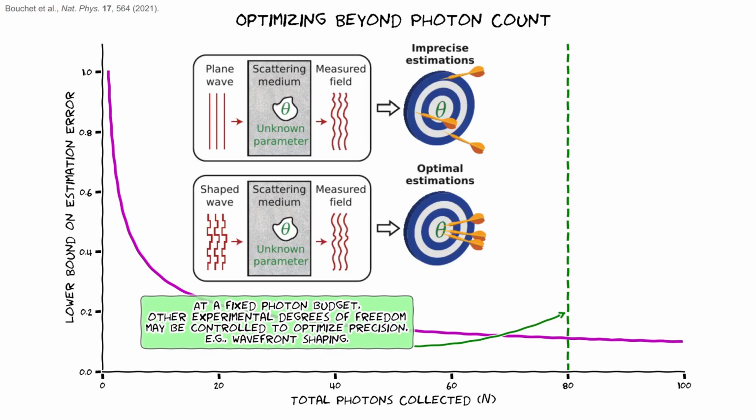The standard experiment uses a simple plane wave of light. For a given photon budget, it gives us imprecise estimations, like a scattered group of arrows on a target. The advanced experiment, however, uses a carefully shaped wave of light. This wave is specifically designed to interact with the unknown parameter in the most informative way possible. For the exact same number of photons, this method can yield far more precise, optimal estimations, like a tight grouping of arrows in the bullseye.